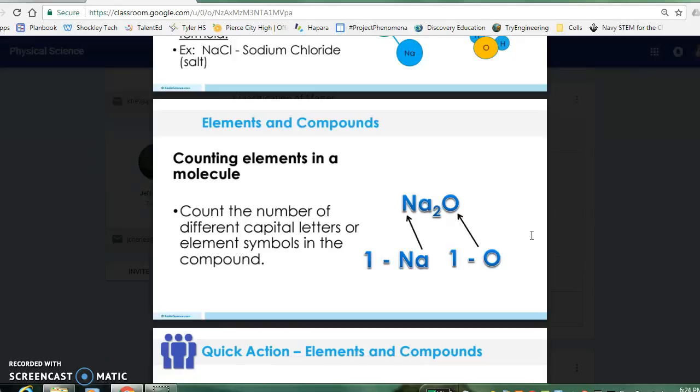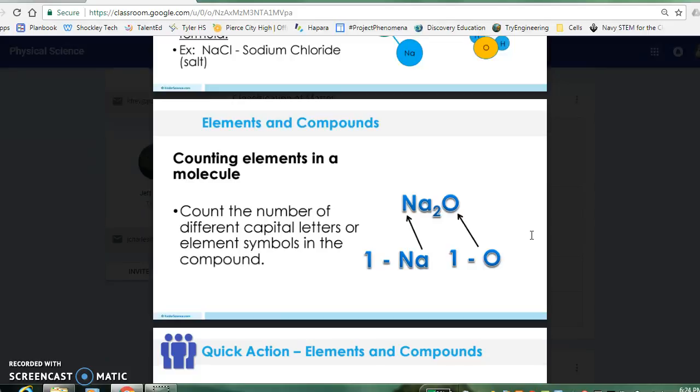Now when we look at different molecules, you'll notice sometimes there are numbers, and those numbers represent the number of atoms for each element that make up that molecule. So the way you count them is very simple. Remember, first I said one capital letter means an element. Two or more capital letters means it's a compound.